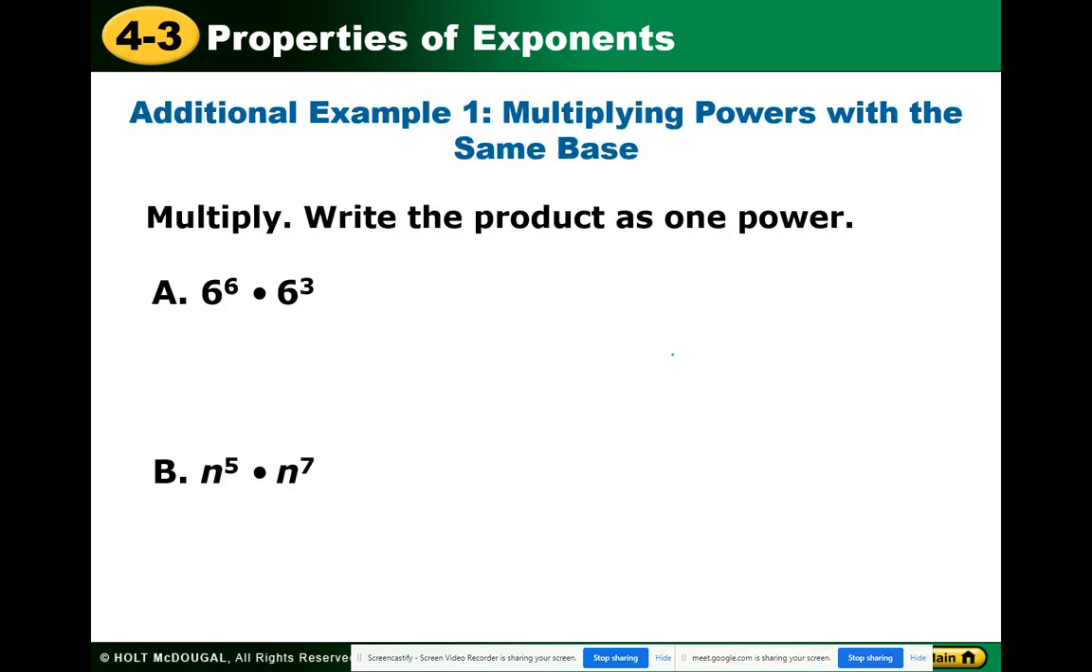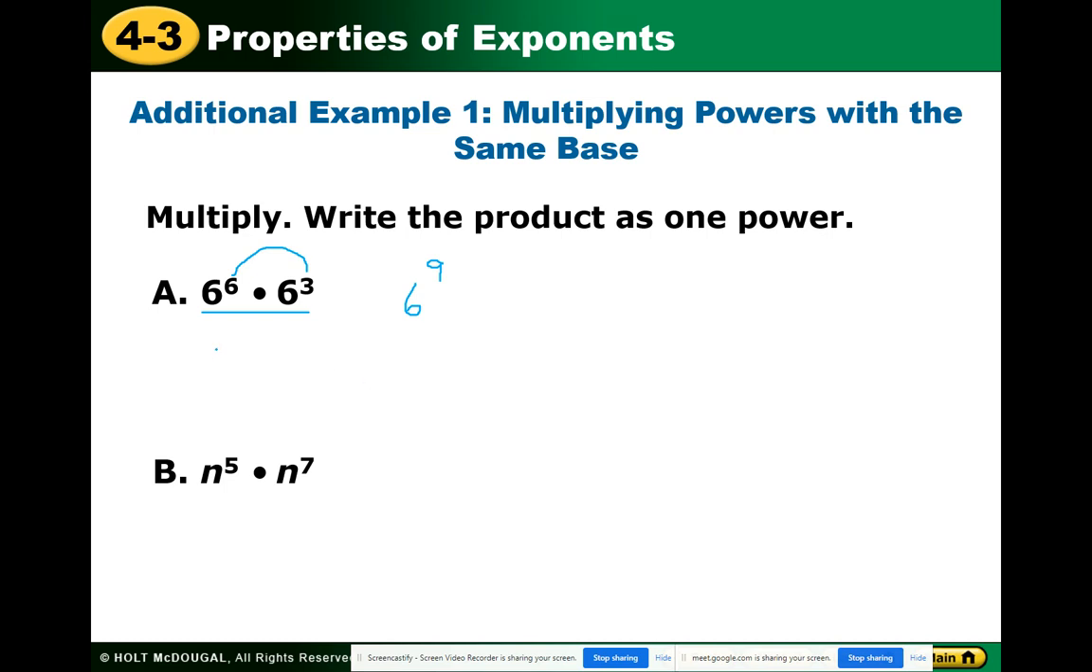All right. So like this one, Trenton, are your bases the same? Yeah, 6 and 6. So what is the answer for this one then, Trenton? If we're multiplying numbers with the same base, what do we do with the exponents? We add them. Okay, so 6 to the ninth power. And here's why that makes sense.